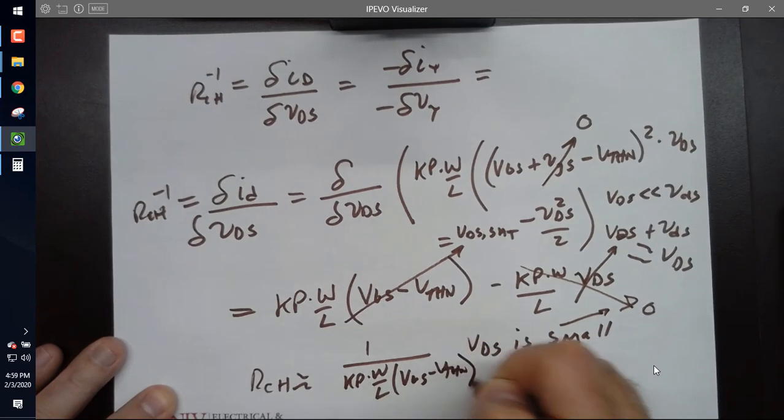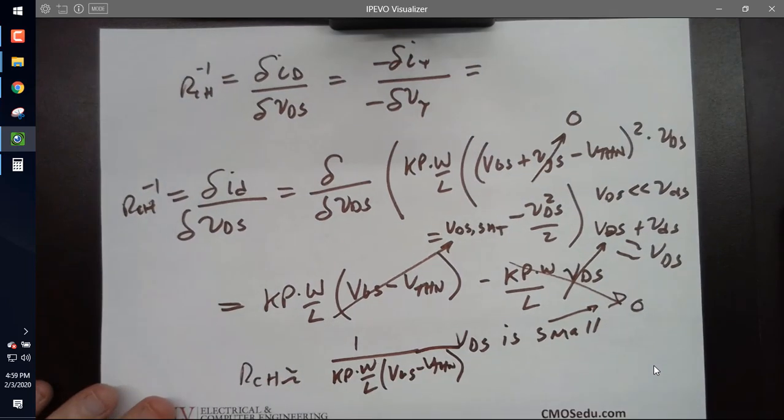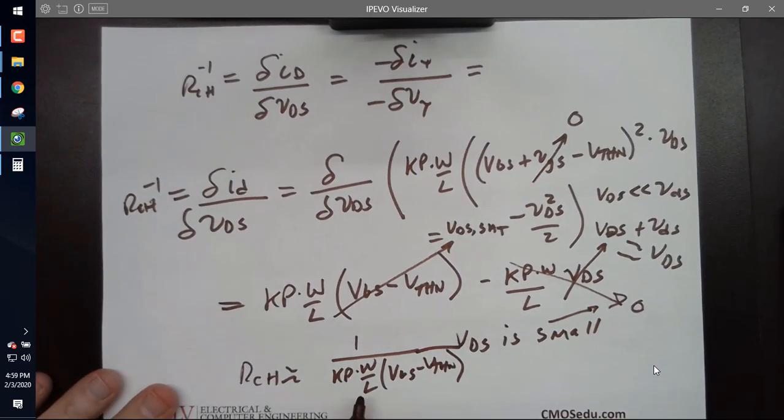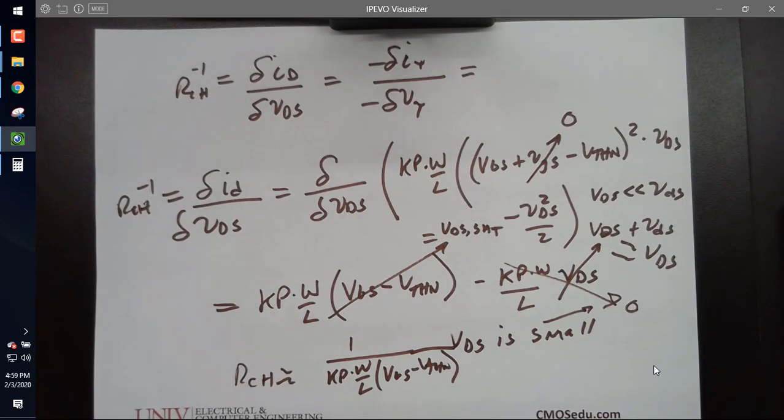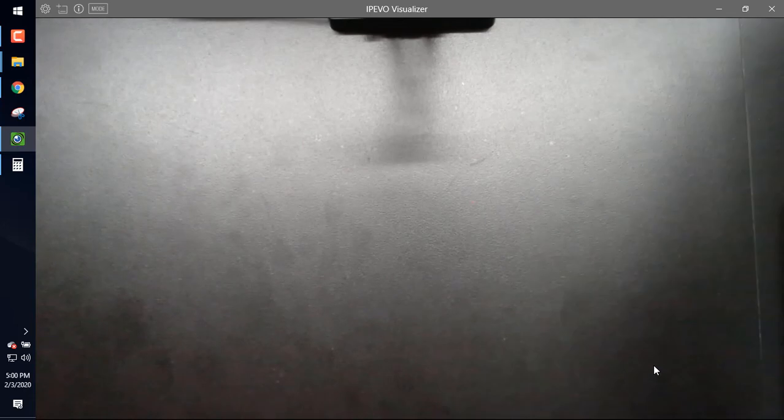How is that? Better? Okay, and what is this term right here? Just out of curiosity. GM. So the channel resistance is approximately 1 over GM when it's in the triode region. All right, we ready to go back to the example? So we go back to the example. We have the following.